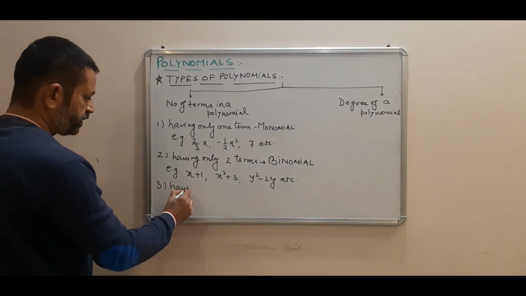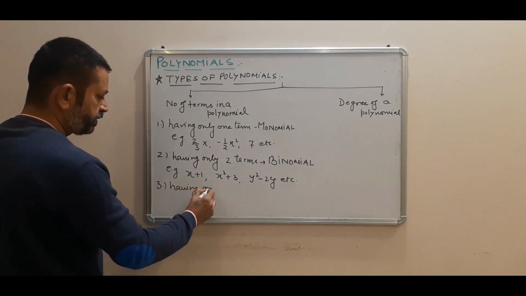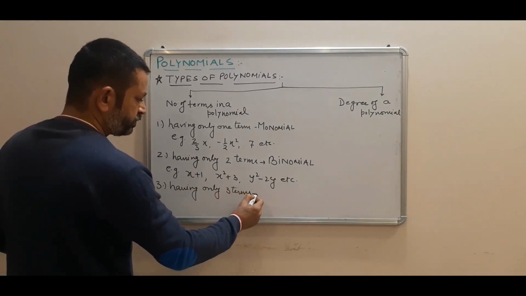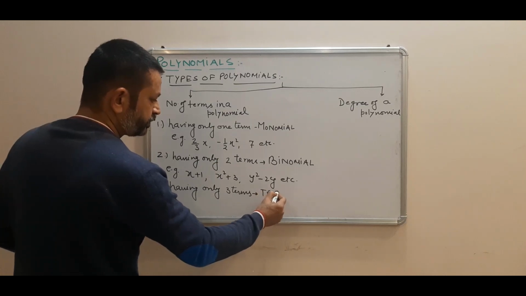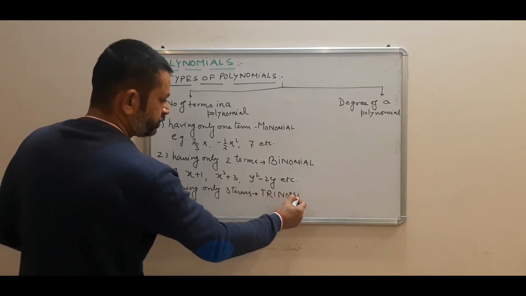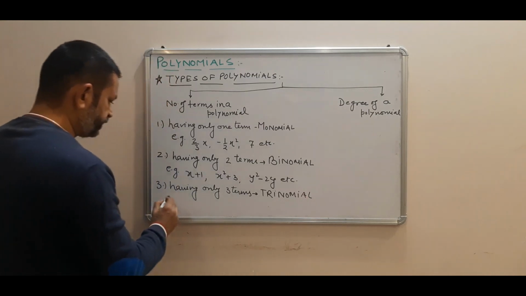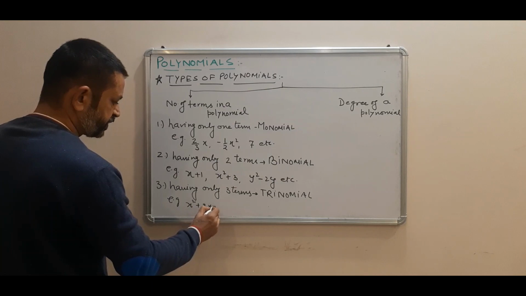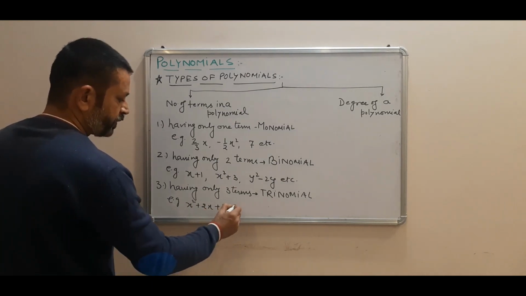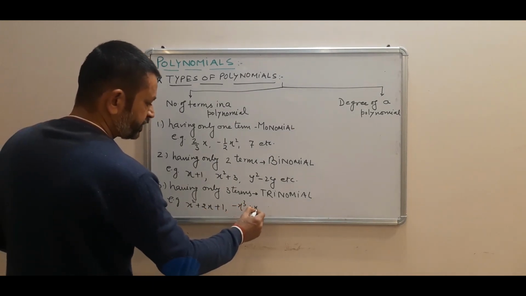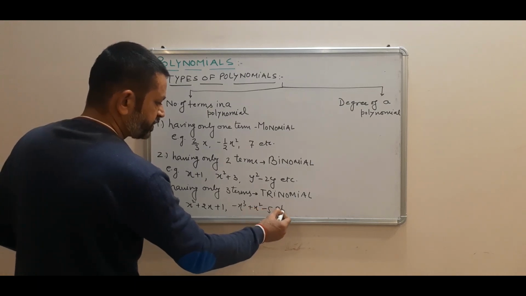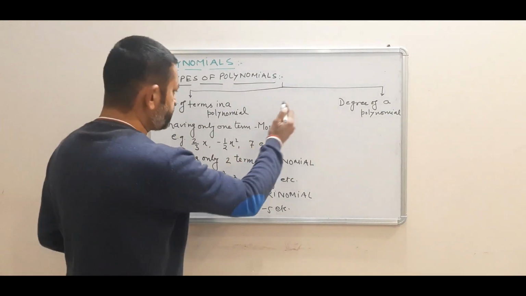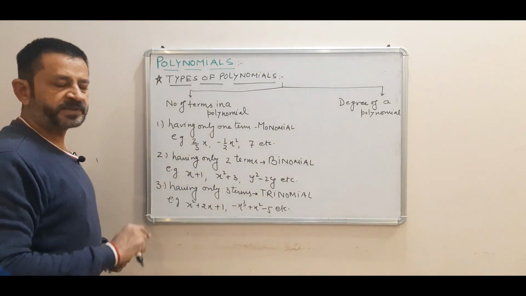Then polynomials having only three terms are trinomials. For example, x square plus 2x plus 1, minus x cube plus x square minus 5, etc. So when three terms are there, it's a trinomial. So this is on the basis of the number of terms present in a polynomial.